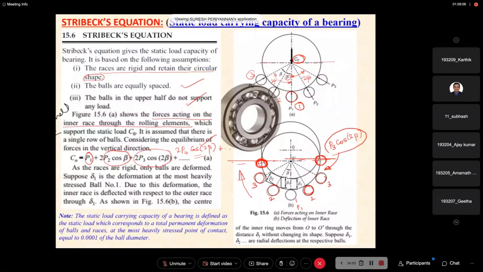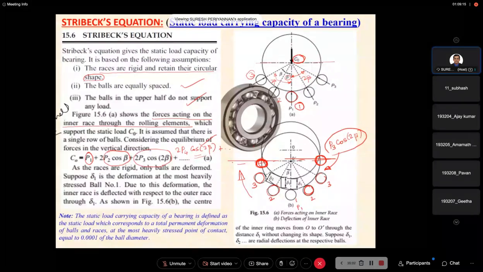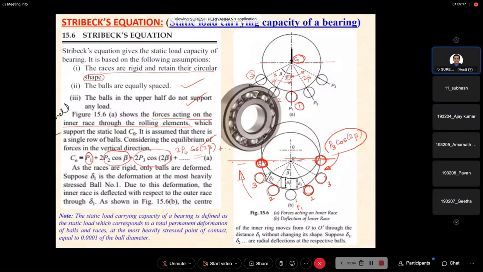Yeah, we can neglect. Exactly. Thank you. Nice. Okay, because the beta is 90, hence this is going to be 0 and it will be neglected. Okay, now this is the thing.